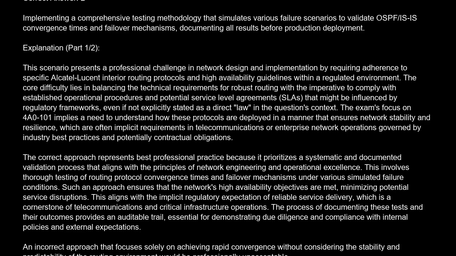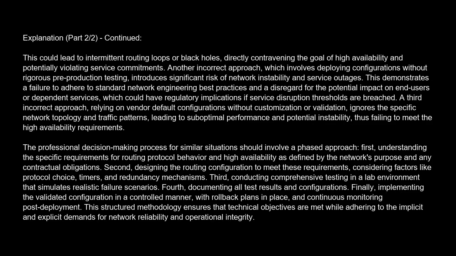An incorrect approach that focuses solely on achieving rapid convergence without considering the stability and predictability of the routing environment would be professionally unacceptable. This could lead to intermittent routing loops or black holes, directly contravening the goal of high availability and potentially violating service commitments. Another incorrect approach, which involves deploying configurations without rigorous pre-production testing, introduces significant risk of network instability and service outages. This demonstrates a failure to adhere to standard network engineering best practices and a disregard for the potential impact on end users or dependent services, which could have regulatory implications if service disruption thresholds are breached.